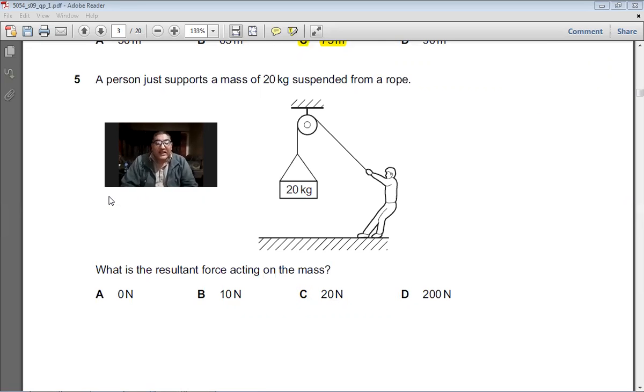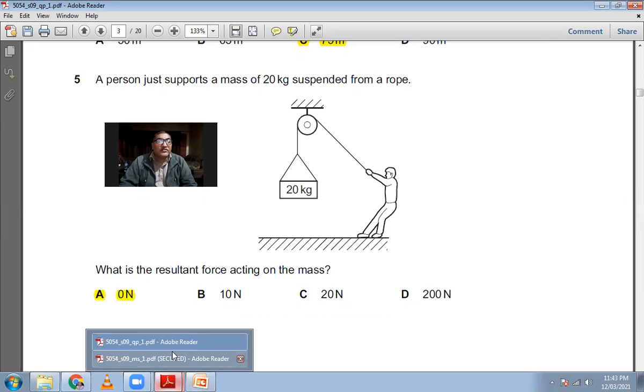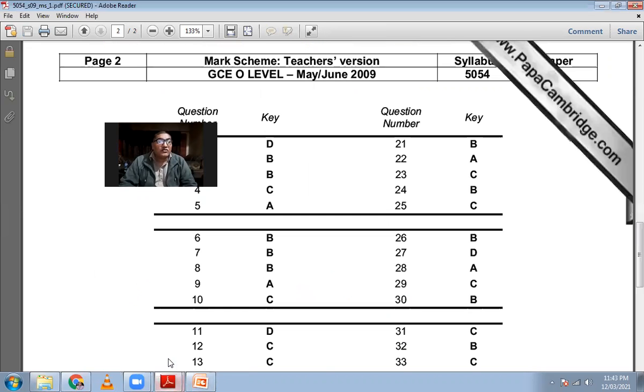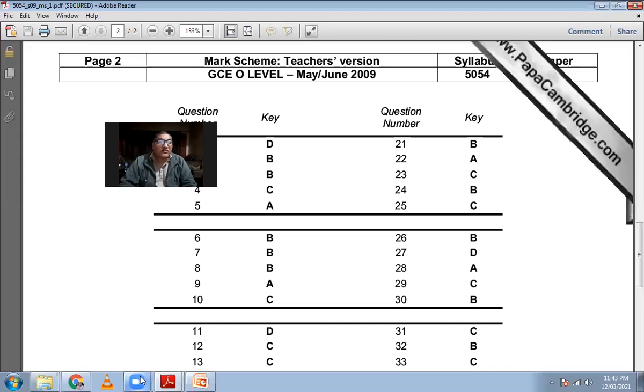Because the body is neither moving upward nor going downward, it means that the body is in balance. So the upward and downward forces will cancel out each other. The resultant will be 0. So I think the option will be A, 0 Newton. Question number 5, A is the right choice.